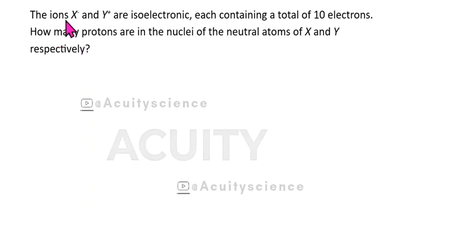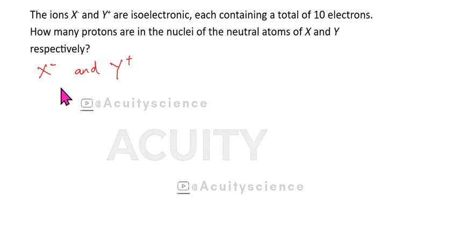Okay. The ions X minus and Y plus are isoelectronic. It means they have the same number of electrons. So the total number of electrons for each of them is 10 electrons. How many protons are there?